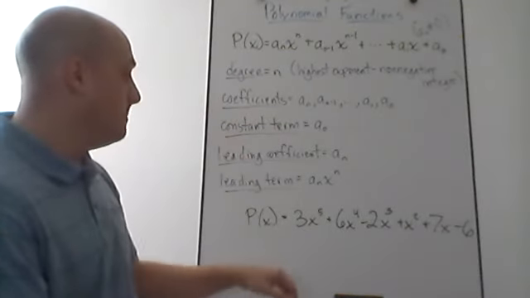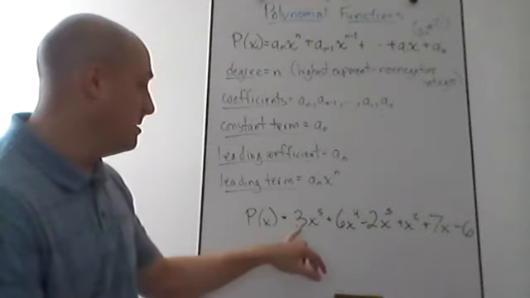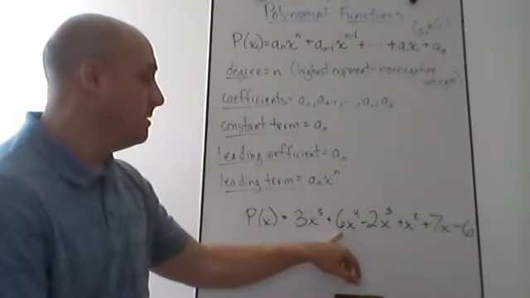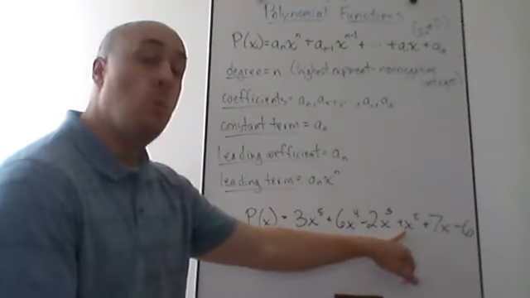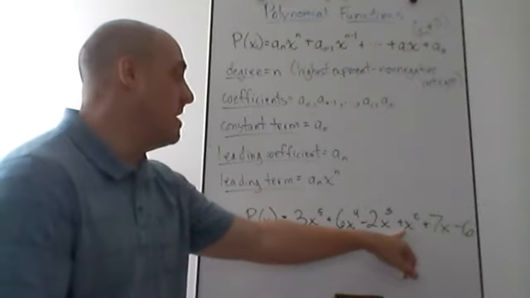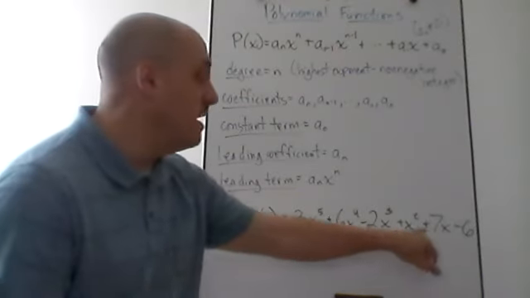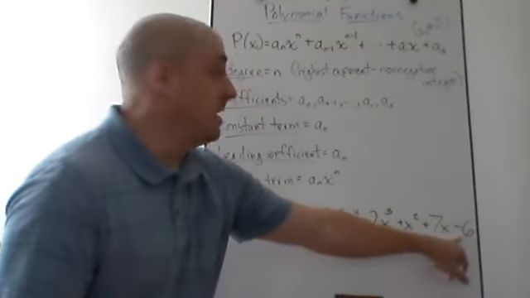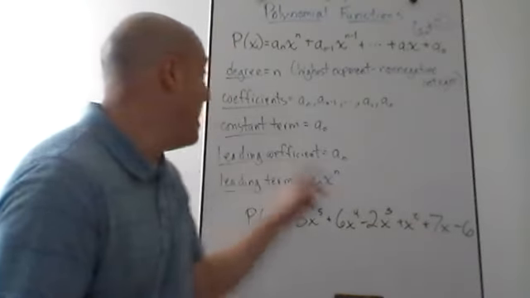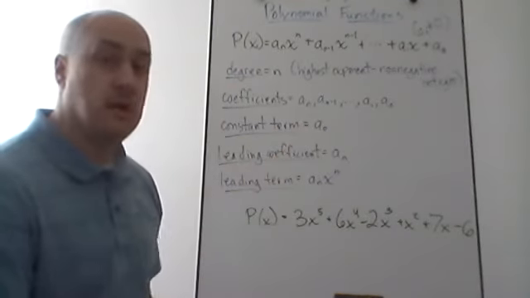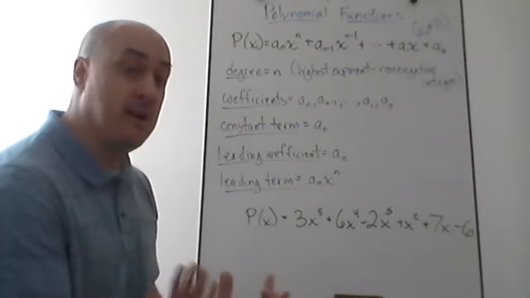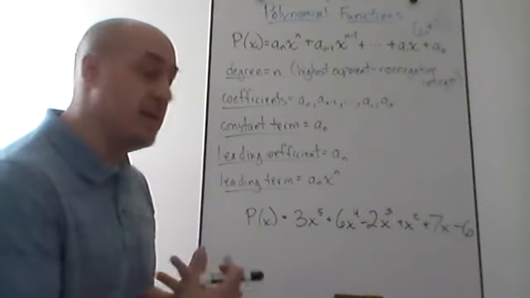The coefficients, well, those are the numbers attached to the x's. So the coefficients are 3, 6, negative 2, 1, right? Even though there's not a number in front of the x squared, it's understood that that's 1 times x squared. So 1 is a coefficient, 7, and then negative 6, right? And that negative 6 at the end, that's our constant term. That's the constant because it doesn't have the variable attached.